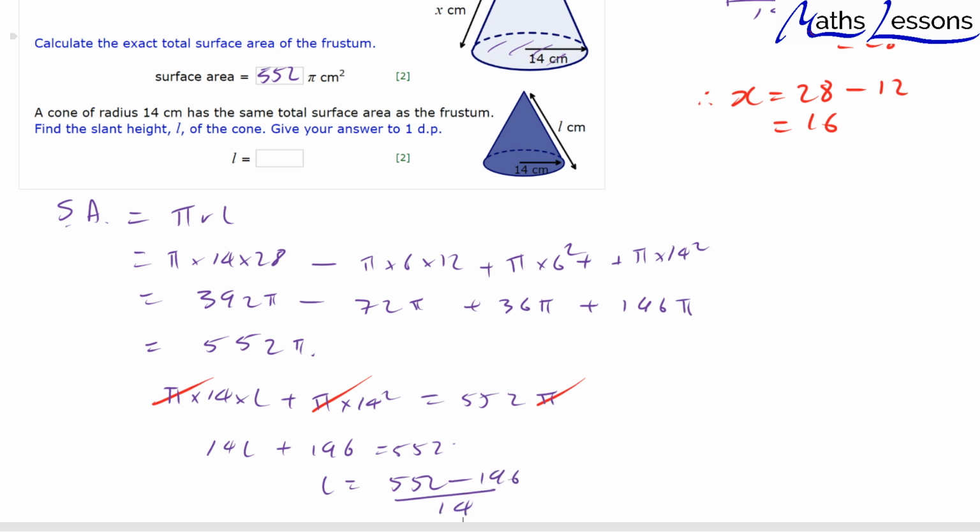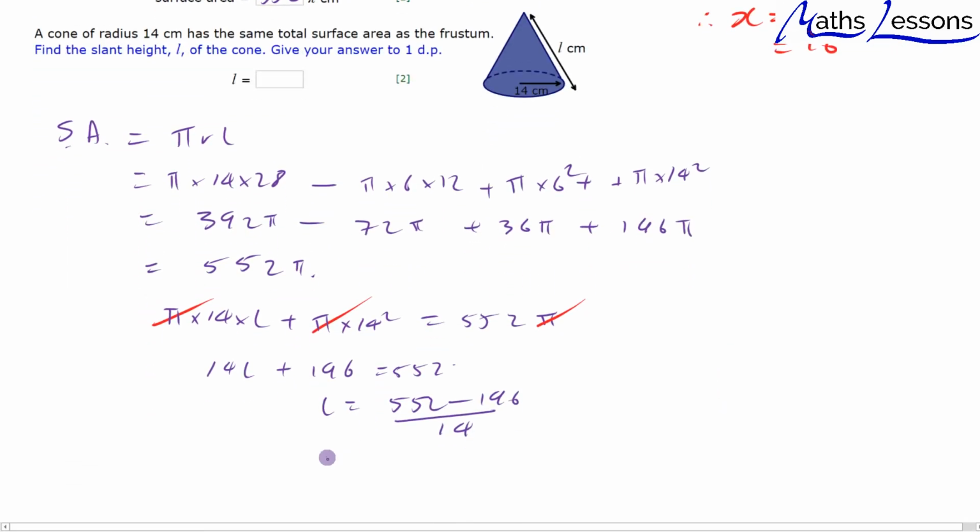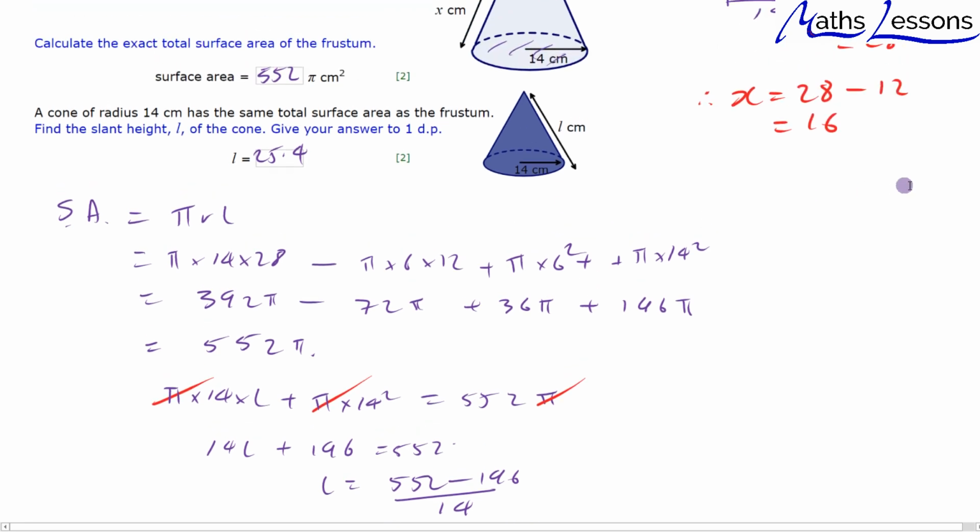For that we'll grab our calculator. So we get 552 minus 196 equals, and divide by 14, and that gives us 25.4 to one decimal place, centimeters. Okay, 25.4.